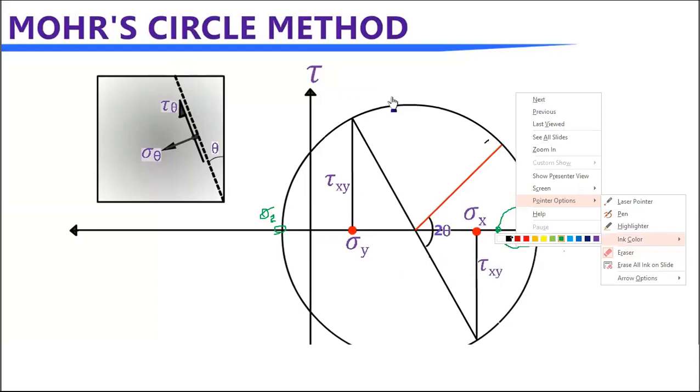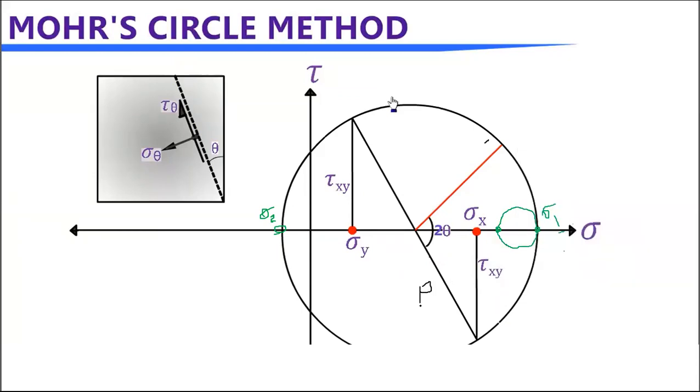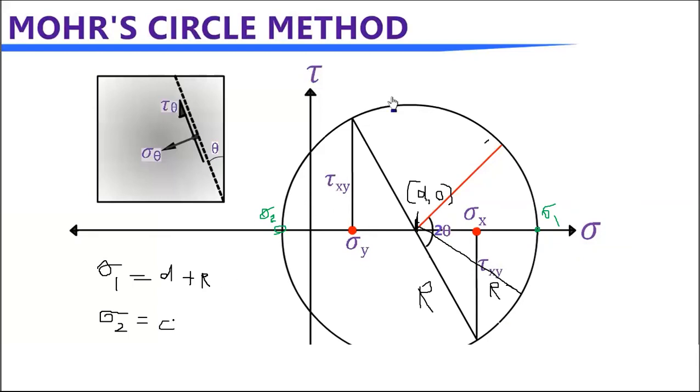So still we can use the geometry, right? So we know this is R, right? So even if you rotate this angle, it is going to be R. This radius is not going to change. This is also R. So if you know this point, let's say there is a D comma 0, sigma 1 can be obtained by D plus R, right? Sigma 2 can be taken D minus R. You reduce a radius from the center, right?